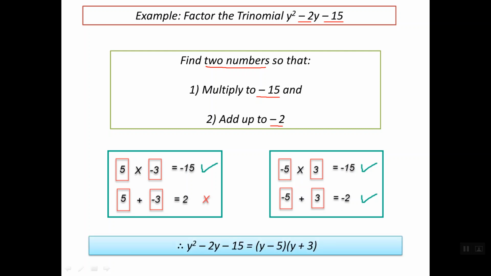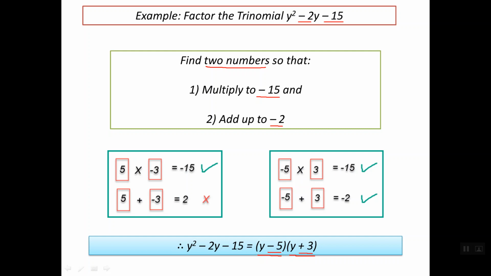So now simply we can factor the trinomial y squared minus 2y minus 15. It's equal to y minus 5 multiplied by y plus 3. So in the first factor we have minus 5, which is the first number we have found, while in the second factor we have the plus 3, which is the second number.